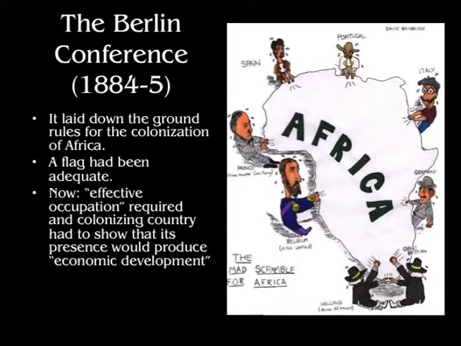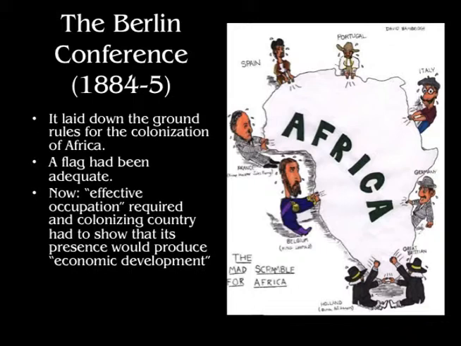So the effective occupation meant that they had to have some European officials on the ground. They had to have some kind of administration and bureaucracy so that they could show they had effectively occupied the area. Now, the occupying force might be a dozen people. There is no specification on how many people had to be involved in the effective occupation.